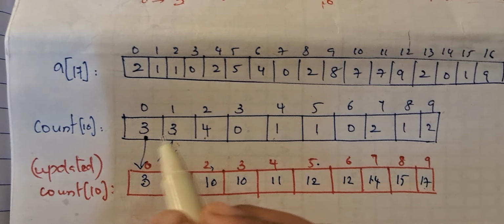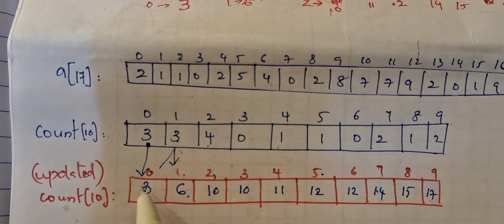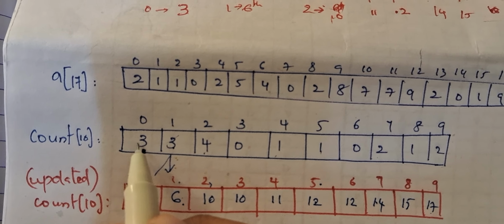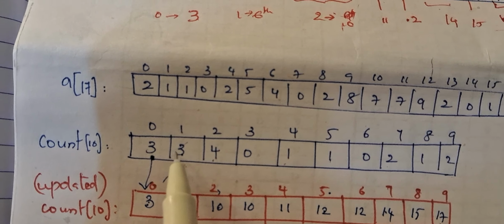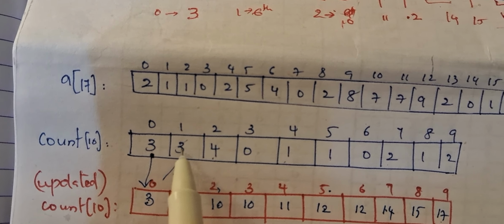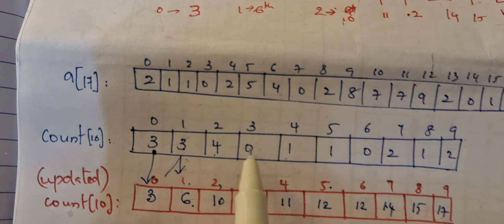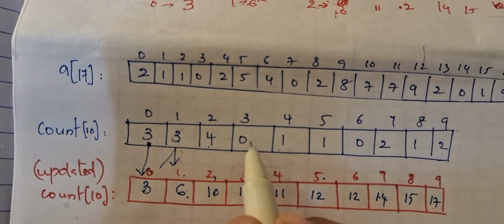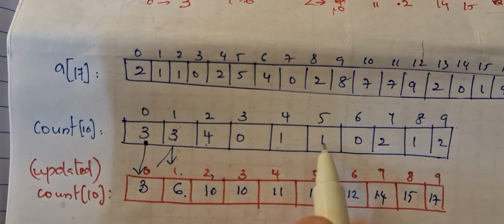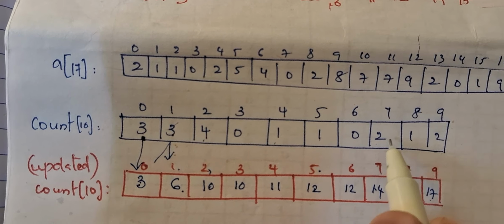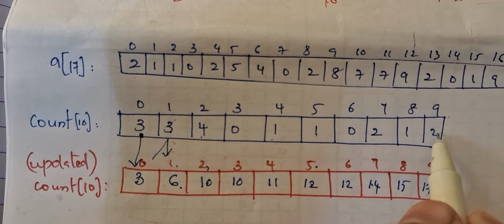Okay, so we are first taking the same element as it is, then we are adding the previous count value. So 3, the next is 3 plus 3, 6, then 6 plus 4, 10, 10 plus 0, sorry 10, 10 plus 1, 11, 11 plus 1, 12, 12 plus 0, 12, 12 plus 2, 14, plus 1, 15, plus 2, 17.